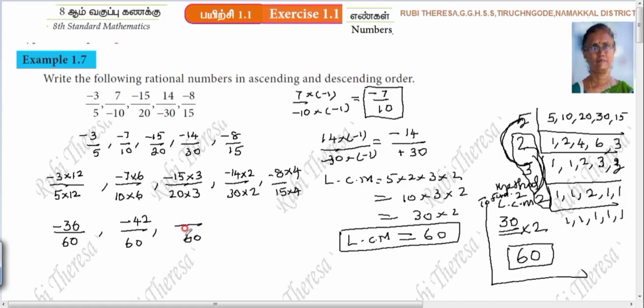Next one, 60. 20 into 3 is 60. Plus into minus is minus. 3 15s are 45. Otherwise, 5 3s are 15, remainder 1 3 is 3, 3 plus 1, 4.